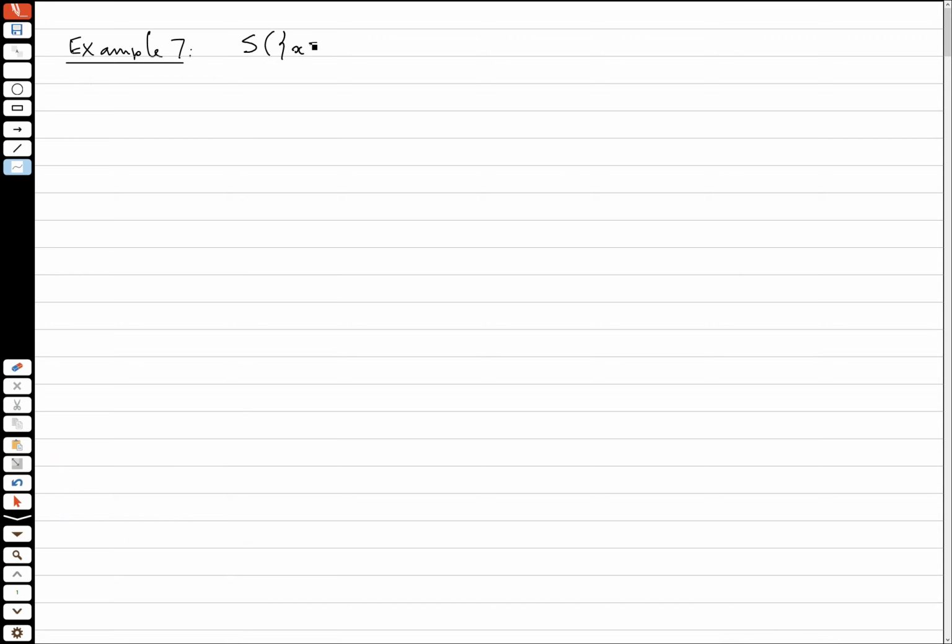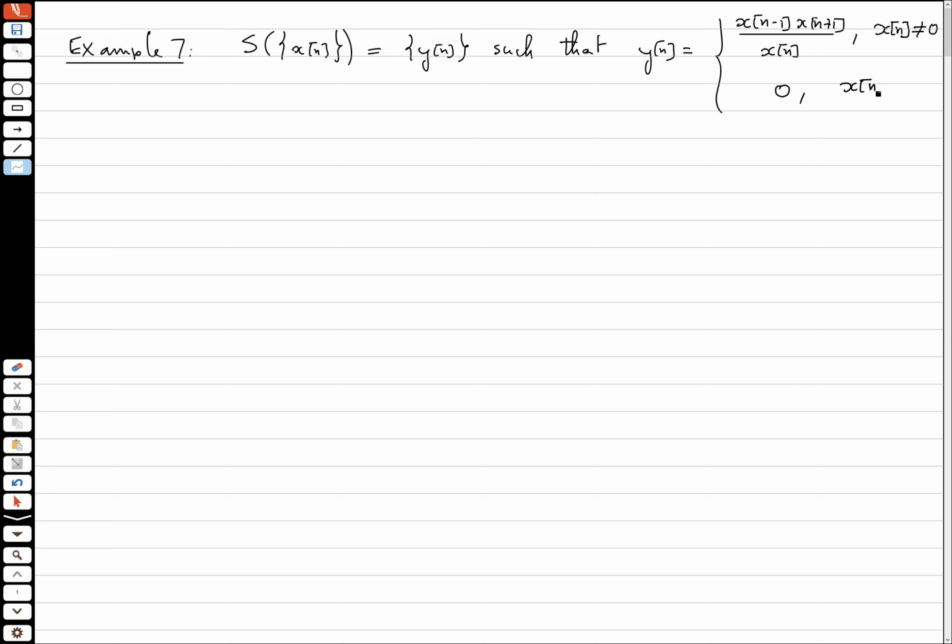S of x of n is y of n, such that y of n is equal to, so this is a more involved question. So when this is different from 0, you get this, and when it's 0, you get 0.